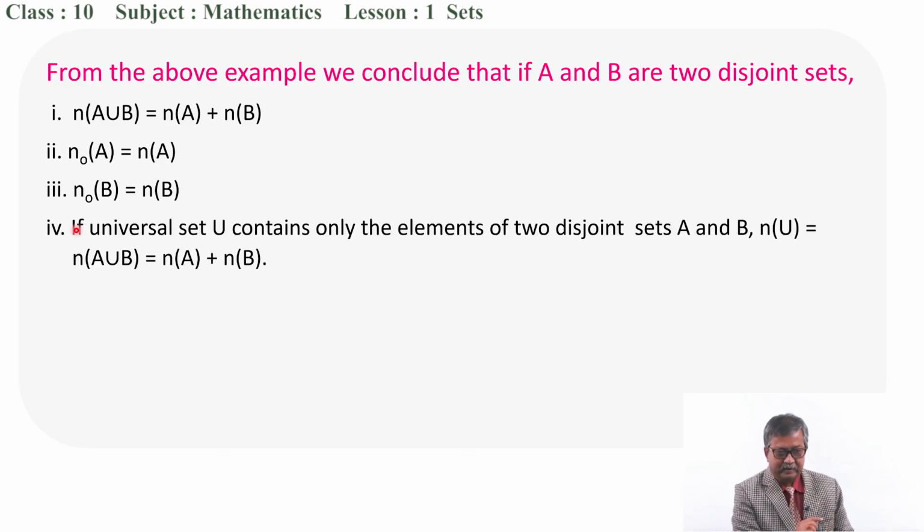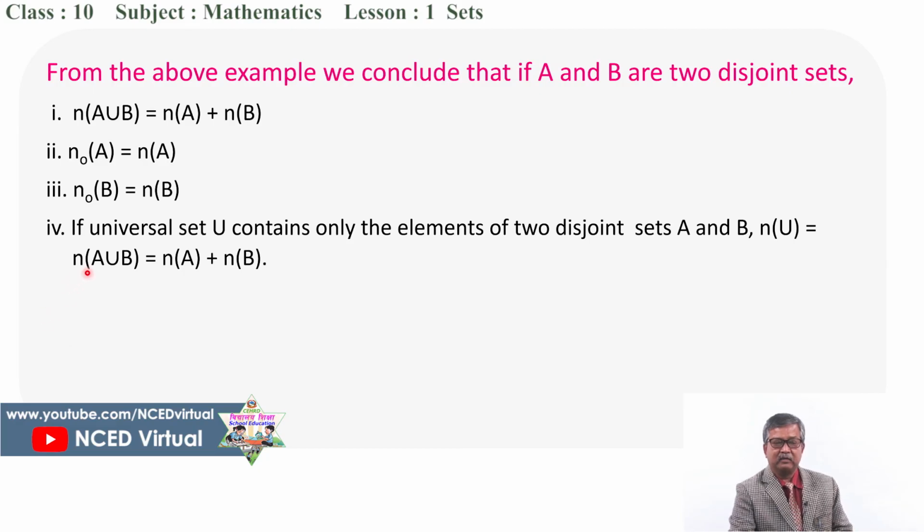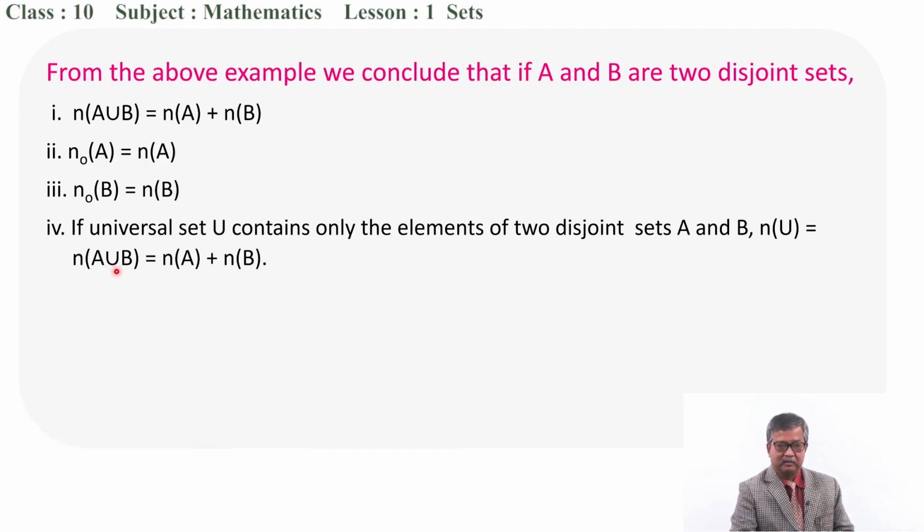If universal set U contains only the elements of two disjoint sets A and B, then the cardinality of U is equal to the cardinality of A union B, because universal set U contains only the elements of the two disjoint sets A and B, and no other elements. Then the cardinality of U means the cardinality of A union B, which is the cardinality of A plus the cardinality of B.